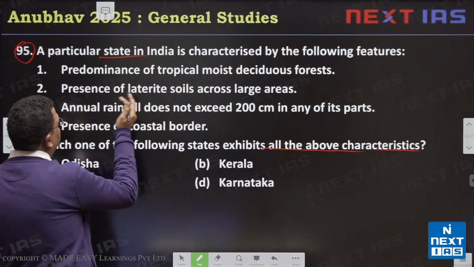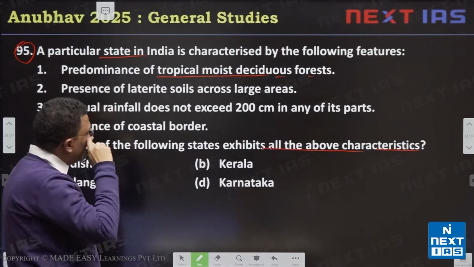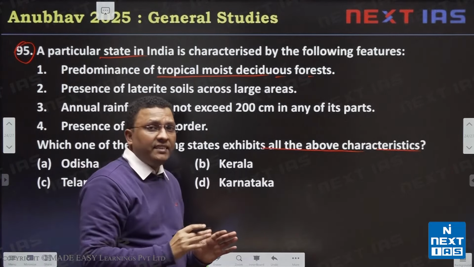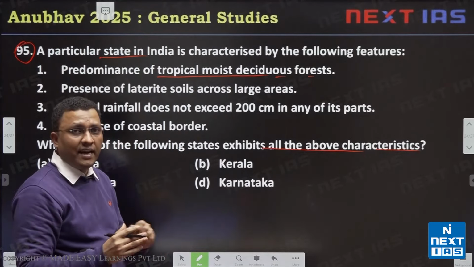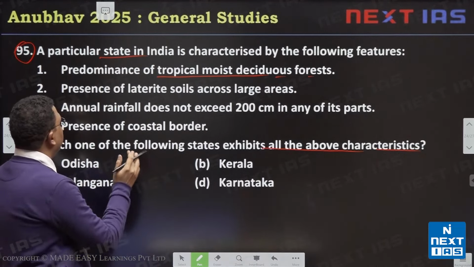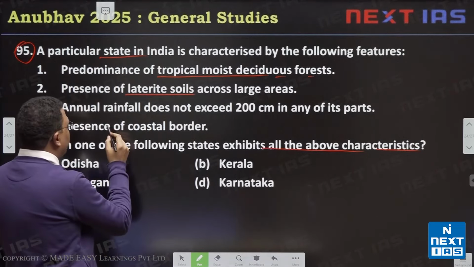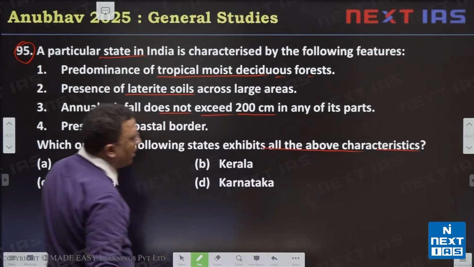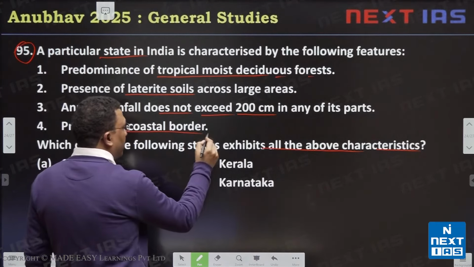We will see the given features first. First is predominance of tropical moist deciduous forest, right? We know that the distribution of these forests is actually a little dicey. You cannot say that a particular forest is not present in any state, right? You can't say clearly regarding this, right? So let's read the second feature, presence of laterite soils across large areas. Then the third feature is annual rainfall does not exceed 200 centimeter in any of its parts. Presence of coastal border, right? This is the simplest feature given.